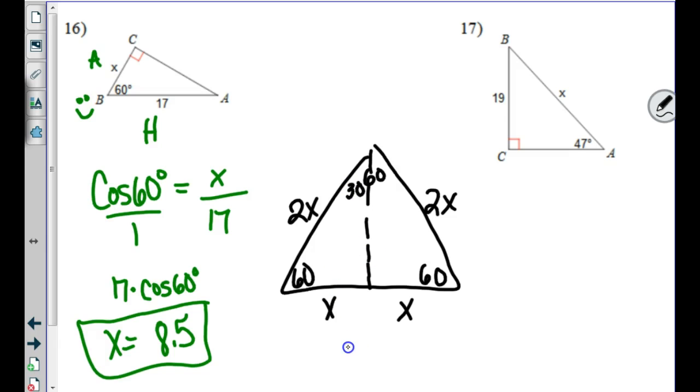If I do Pythagorean theorem, what's 2x squared? 2x times 2x is 4x squared. This one squared is just 1x squared, right? I'm looking for a leg, so I subtract. What's 4x squared minus 1x squared? Okay, let me write it out. Hypotenuse squared equals leg squared plus leg squared. The hypotenuse is 2x. This little leg down here is 1x. And I'm looking for this guy.